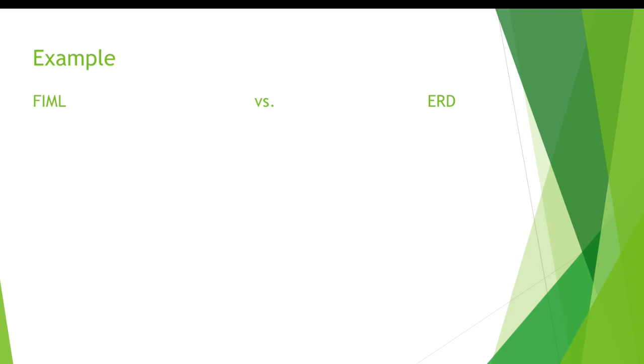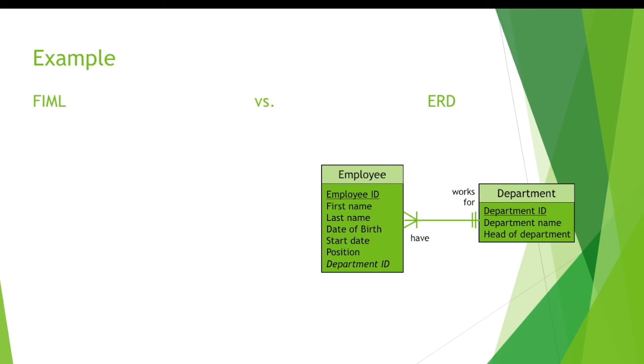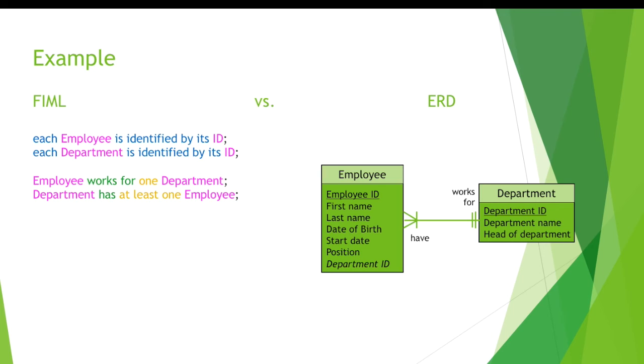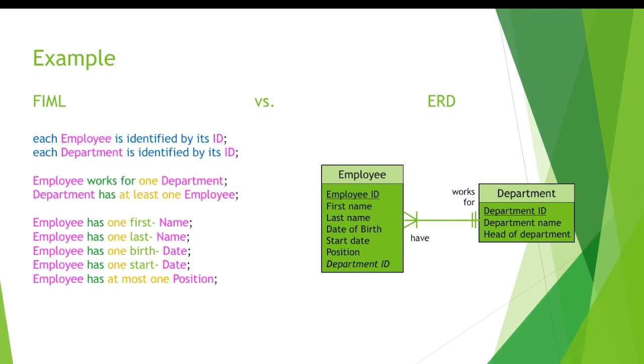If you now want to look at an example, and we look at the ERD on the right-hand side, that was where we had employee must work for one department, and a department must have one or many employees. What we do in FIML is first we identify the entities. We then create a relationship, so the fact types: employee works for one department, department has at least one employee. And we then define the roles of employee and department. And in ERD, those would be the attributes.